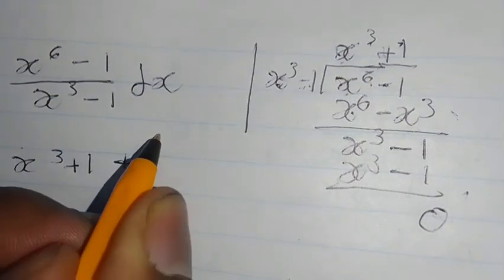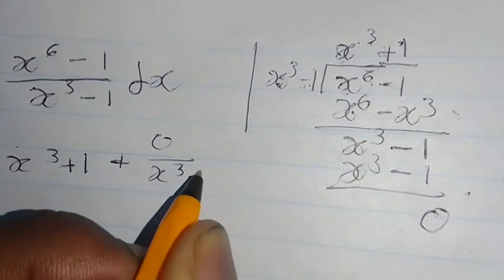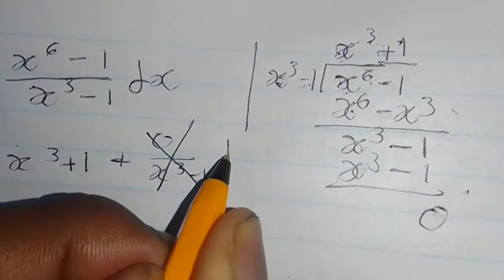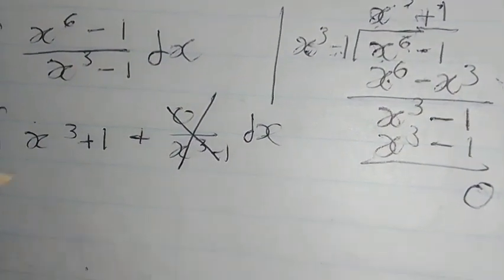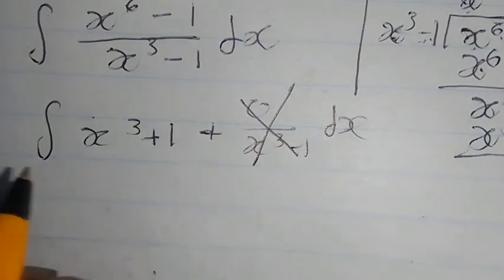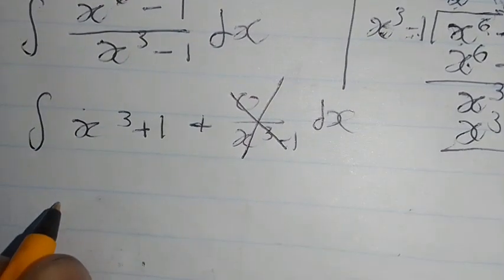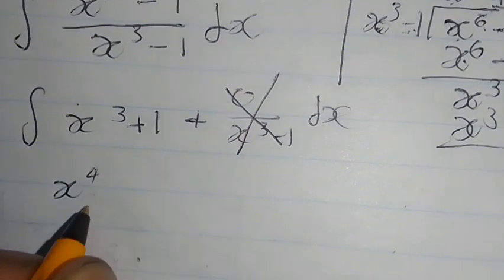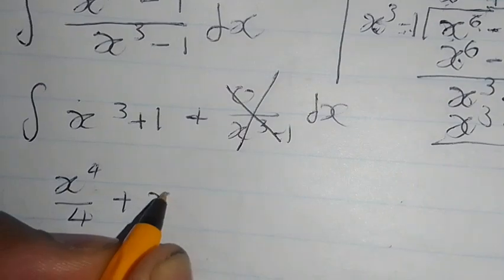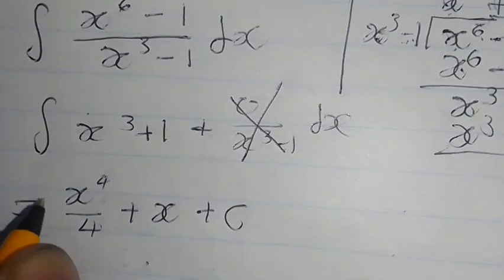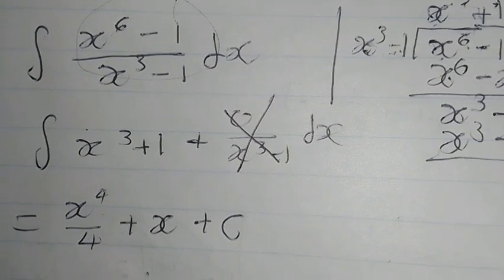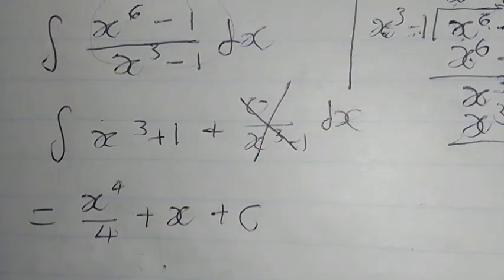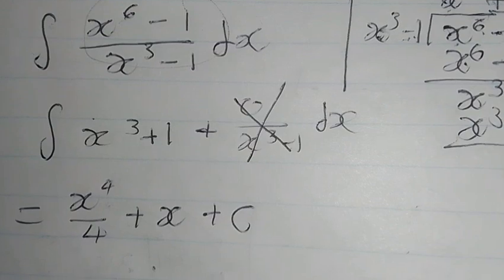So you have 0 over x to the 3rd minus 1, so this term is not there. There's no remainder when you divide this by this. So you can use long division to quickly evaluate the integrals. And for this one, you're just going to have x to the 4th over 4 plus x plus a constant when you evaluate this integral out. So that's how you can basically use long division to evaluate integrals. It's basically not that complicated really.